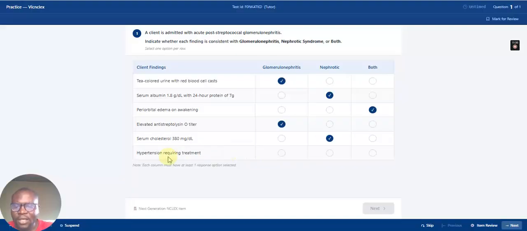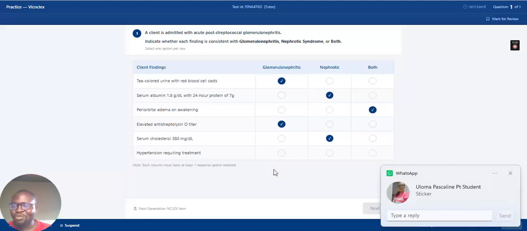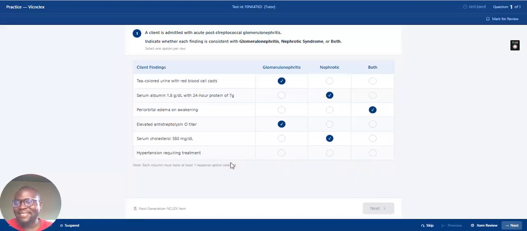Okay, now the last one says hypertension requiring treatment. Remember I told you in nephrotic syndrome, we're not going to see hypertension. Rather, we're going to see hypotension or BP will be normal. But in glomerulonephritis, they are losing blood, and this will make the body activate the RAS, renin angiotensin system, and this will lead to elevated blood pressure. All right, so this is it. Have you seen that? It's very, very simple.